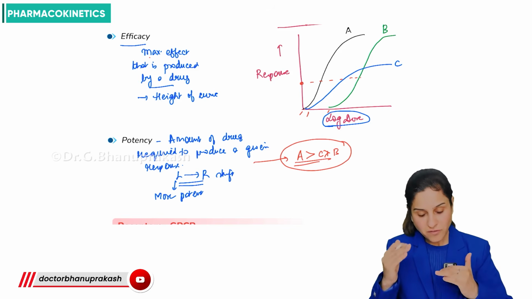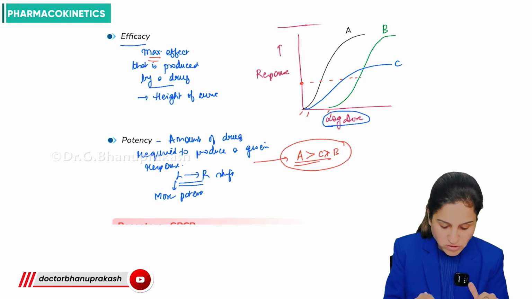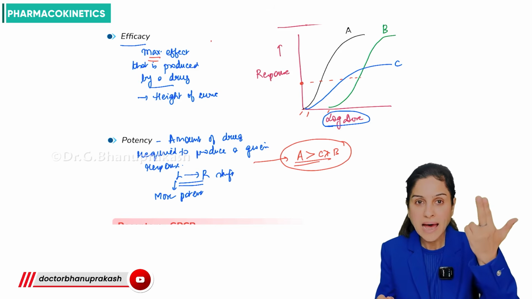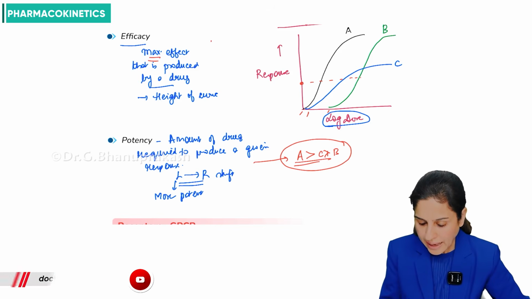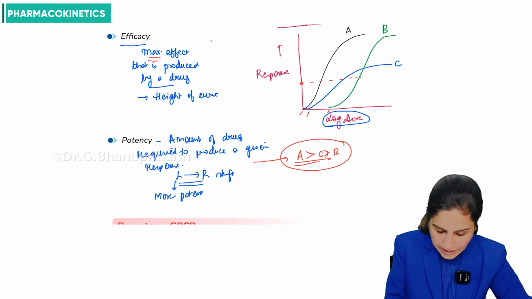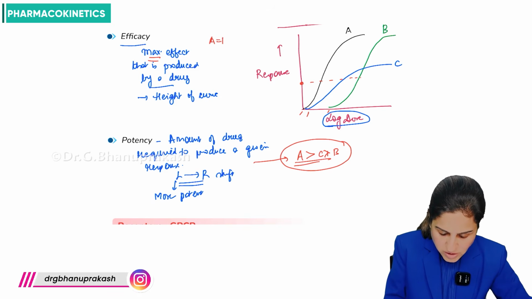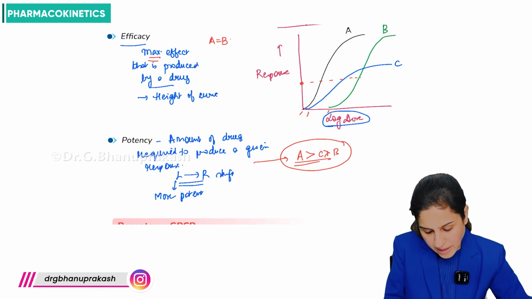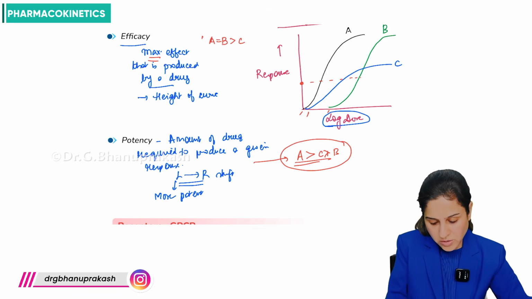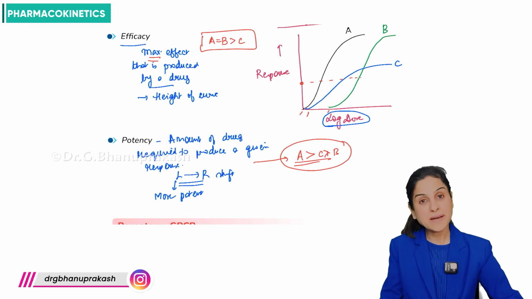Now let's compare the efficacy. What is efficacy? The maximum effect produced by a drug. So we just have to see the height here. So here we compare the height. What you can say is that A and B have similar height. So we can say A is equally efficacious to B, but they are more efficacious than drug C. So this is the comparison here, right?